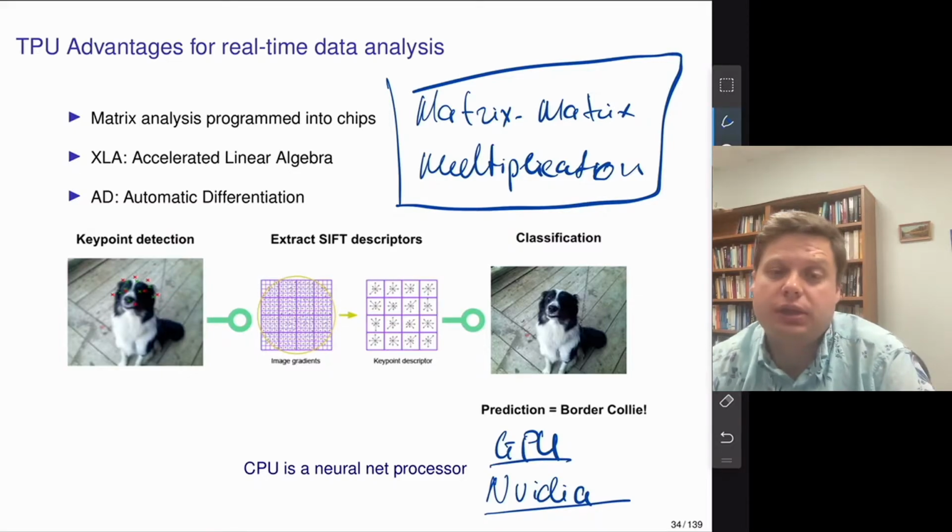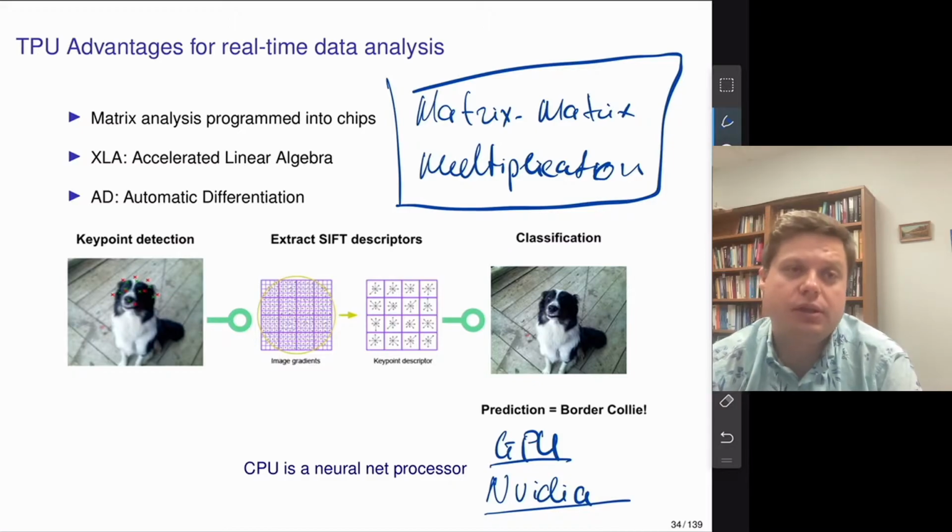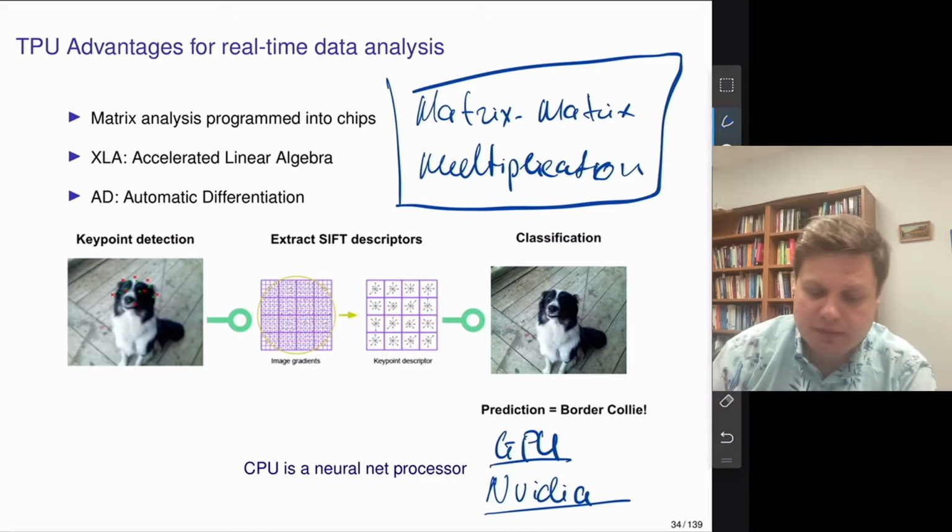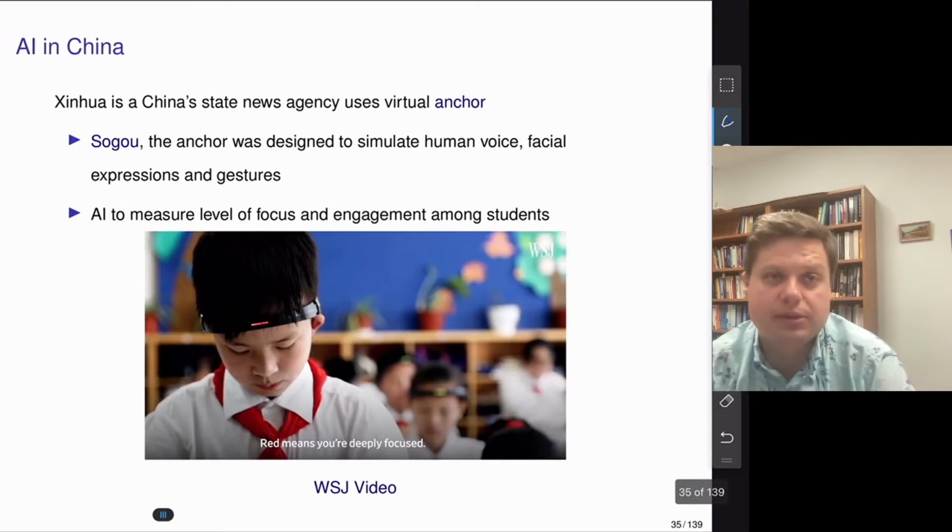If you look at the presentations from NVIDIA from the last few years, essentially they're now claiming that they're a deep learning company more than a gaming company, although still a large chunk of the revenue comes from selling chips to the gamers.